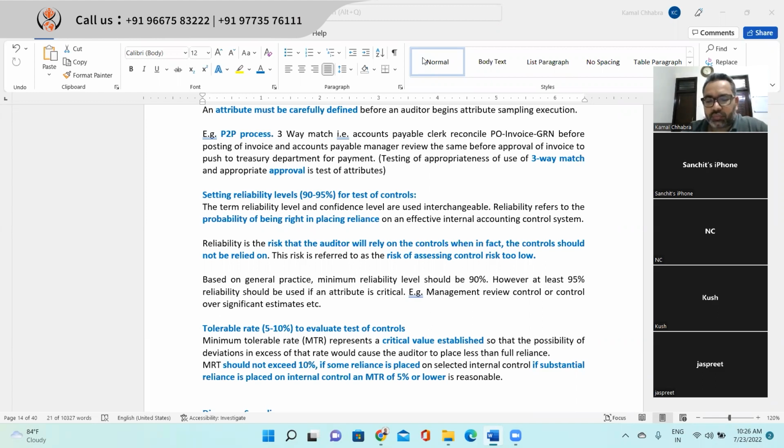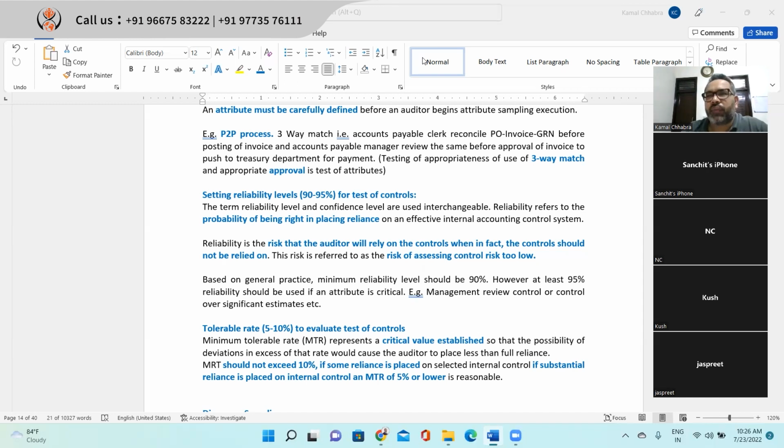So for reliability, how does this percentage come into the picture? Because either we rely on it or we don't rely on it. Yeah, that's a very good point. Either you are relying on it or you are not relying on it.